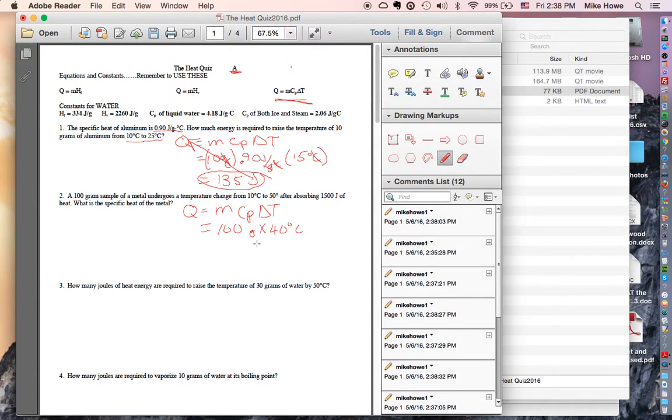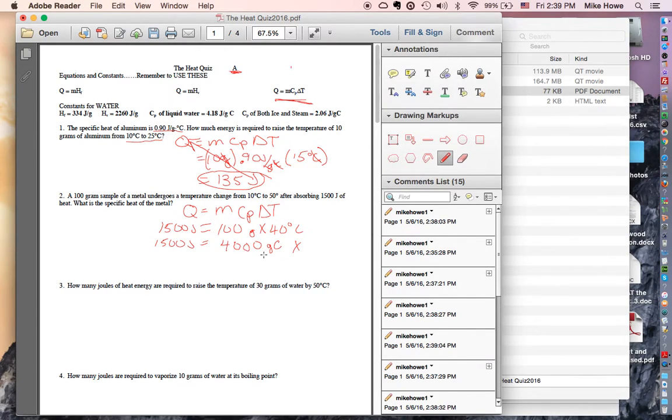We don't know what the heat capacity is, so I'm going to put X in there because it says what is the specific heat. We do know that Q is 1500 joules. So now I have 100 times 40, which is 4,000. And the unit on that would be grams degree C, because nothing cancels. Just like X times Y is XY, grams times degree C is grams degree centigrade. You also have an X there. On this side, we had 1500 joules.